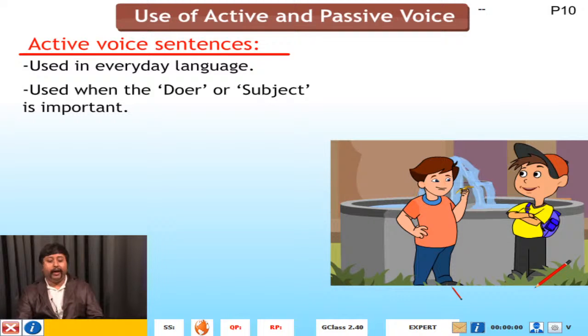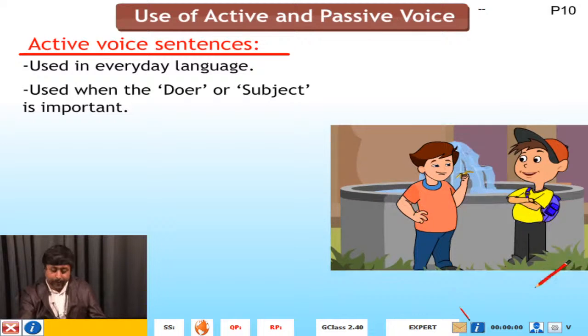Now, what are the uses of active and passive voice? Active voice in a sentence is used in everyday language, used when the doer or subject is important. Where do we use active voice? We use active voice everywhere, always, in daily life, in everyday sentences. And where else do we use it? When the doer or subject is important, then we use active voice.